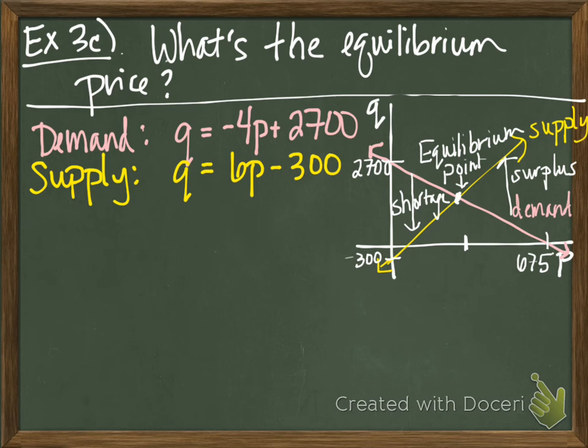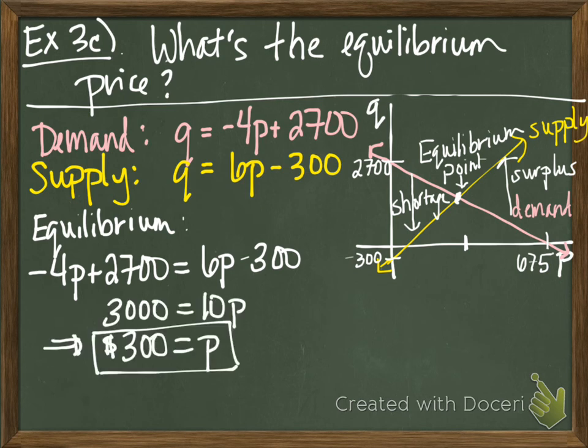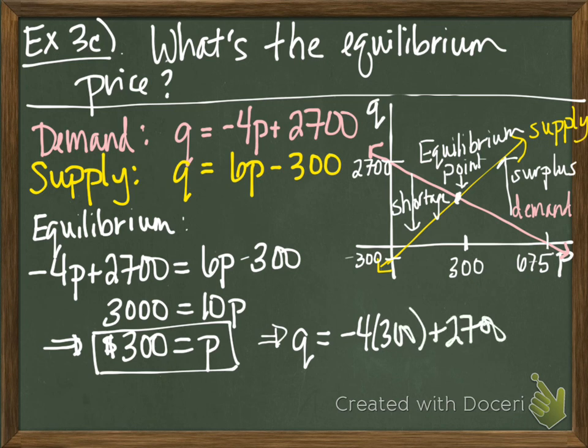To do that, we're just going to see where the two equations intersect. We set these two lines equal to each other, and then we solve for P. This tells us that the equilibrium price for the iPhone is going to be $300. Let's look at what the demand will be. What's the equilibrium demand? You can plug it back into either the demand or supply function. I'm going to get -4 times 300 plus 2,700, which gives me 1,500, or 1.5 million phones.